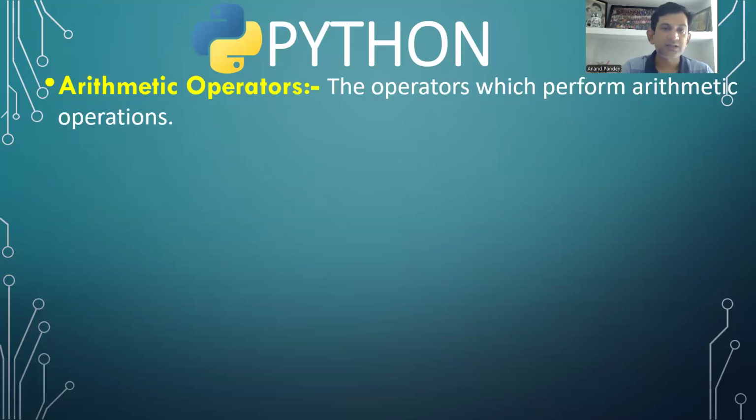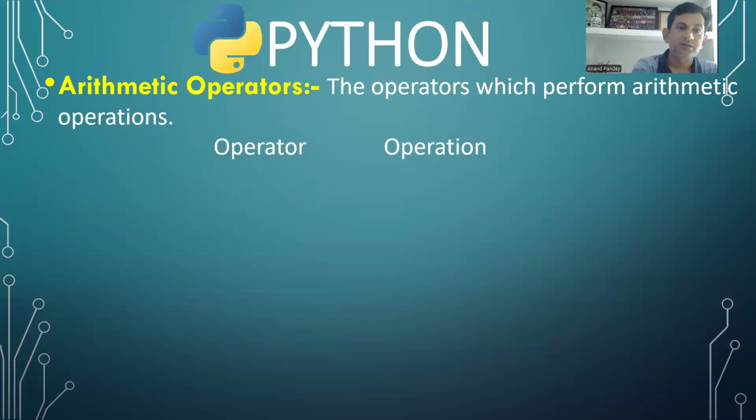So let's start with the first operator, that is arithmetic operators. Definition you can see on the screen. The operators which perform arithmetic operations. Arithmetic operations are what? Addition, subtraction, multiplication, division, and a few more. The operators which are used for these operations are called arithmetic operators. So here are the arithmetic operators.